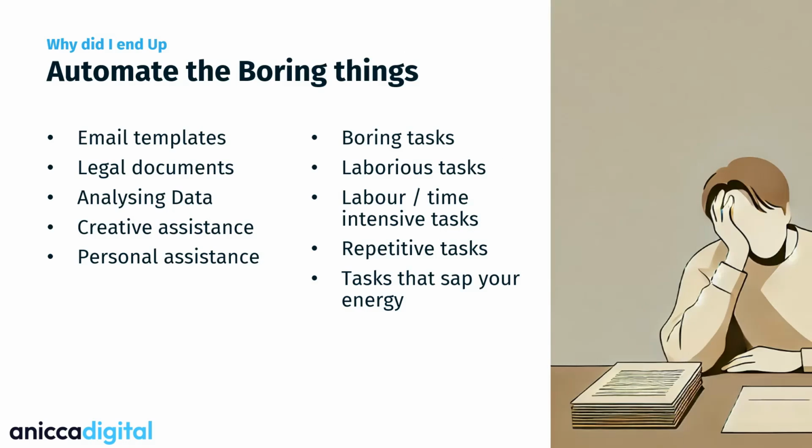Where did I end up? Well, unfortunately, don't fall asleep as you read this slide. It's not as interesting as hot wiring cars. I started using AI for more boring things. So things like email templates, legal documents, analyzing data, any creative assistance I needed, any personal assistance, anything that was boring tasks, anything that's labor intensive or takes time for me to do, anything that's constantly being repeated, repetitive tasks that take up a lot of my time, and just anything that takes energy from me as a person throughout my day are things that I started to get AI to do.